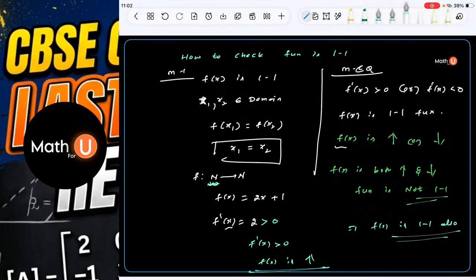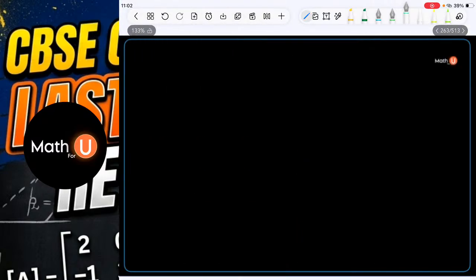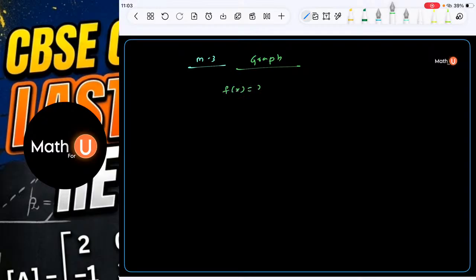Okay, this is the shortcut trick you can remember. Another method is how to check the function is 1 to 1, the graphical method. If the function is 1 to 1, for example, f of x equal to x square, this is the graph mapping from R to R.